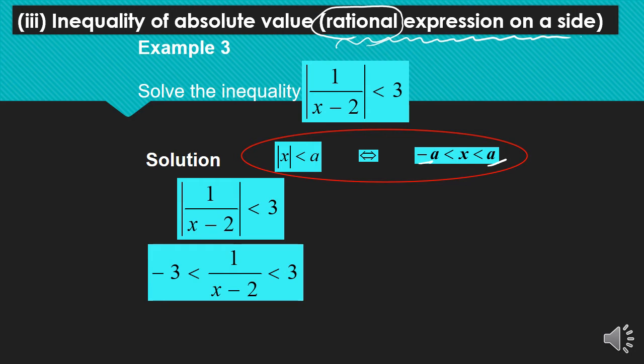No, because we cannot multiply cross of this. Why? Because we don't know what is this value of x. This bottom value may be a positive one or negative. If it's negative, this sign will be changing. So what we should do? Okay, so we have to separate on each side. So as the example in the first part, separate into two different inequality.